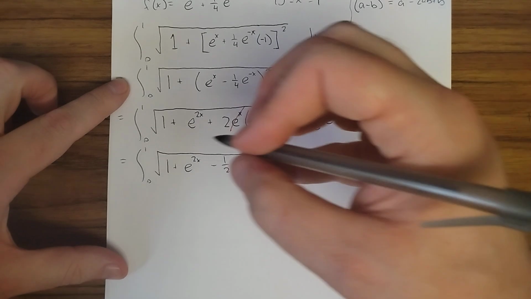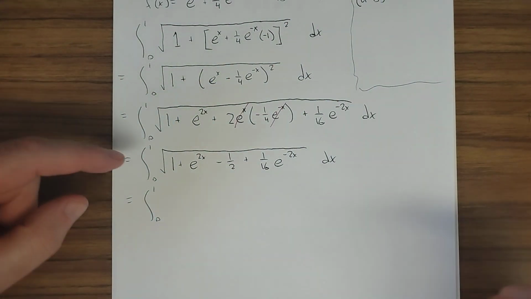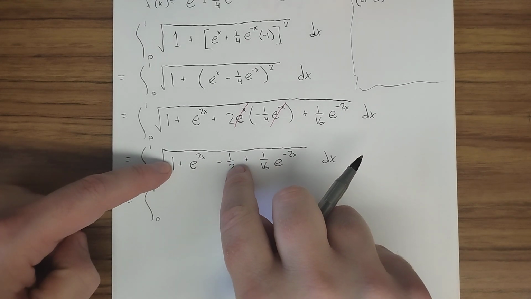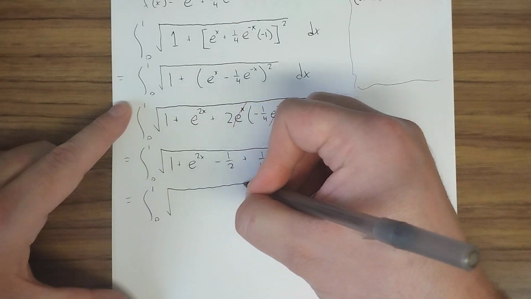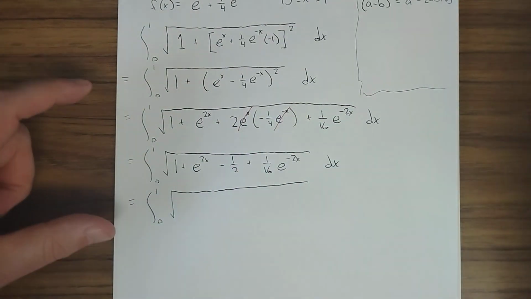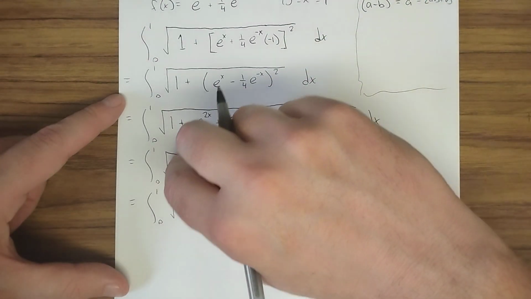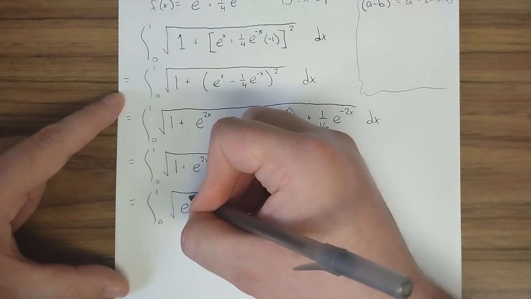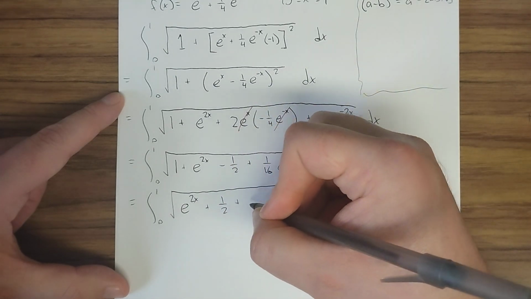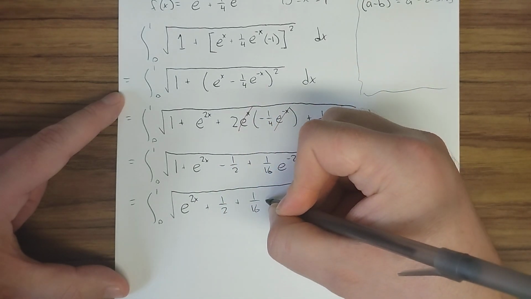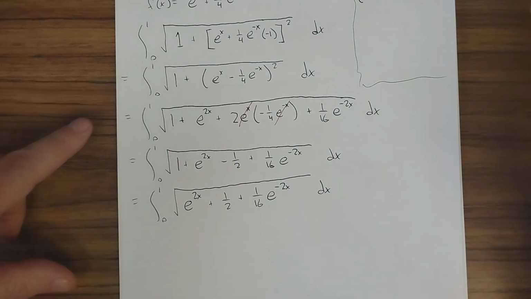Okay, now another step where not a lot's going to happen. Eventually something's going to happen, but I've got a 1 and a -1/2. I can combine those. So those are going to make a +1/2, and I'm going to put the +1/2 right where this -1/2 is, and the 1's going to be gone. So e to the 2x plus 1/2 plus 1/16 e to the -2x dx.